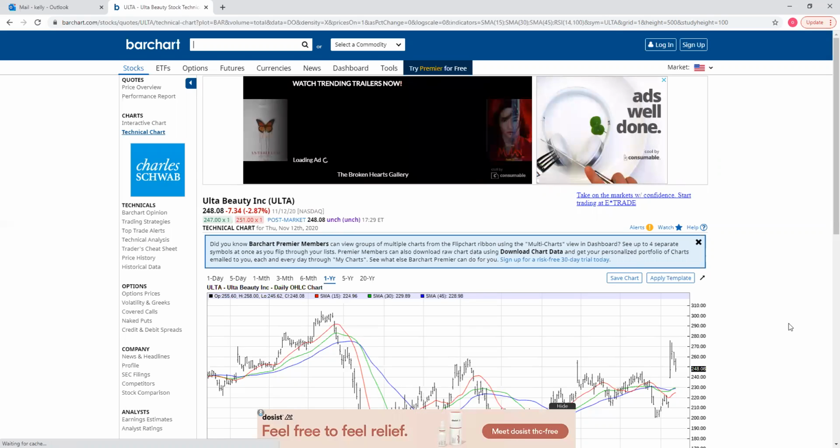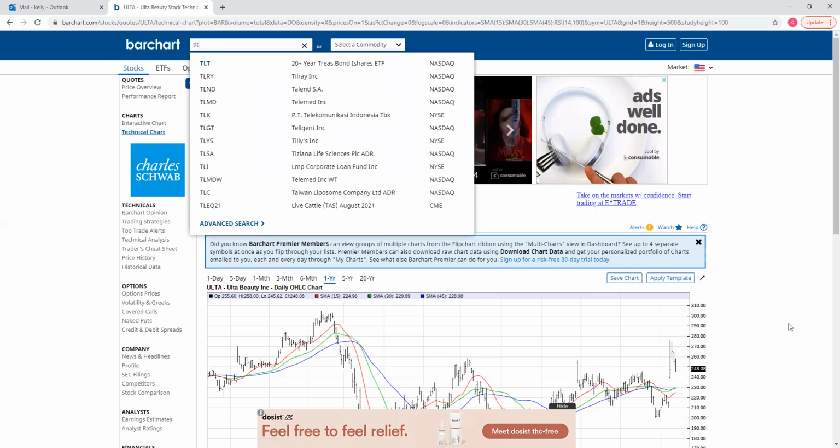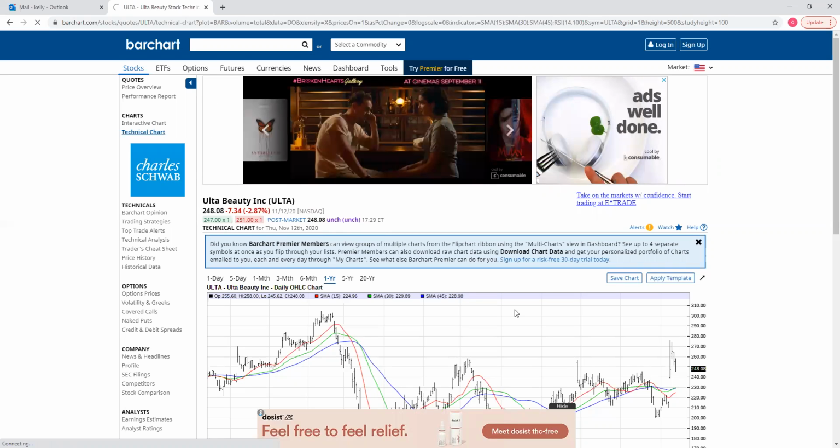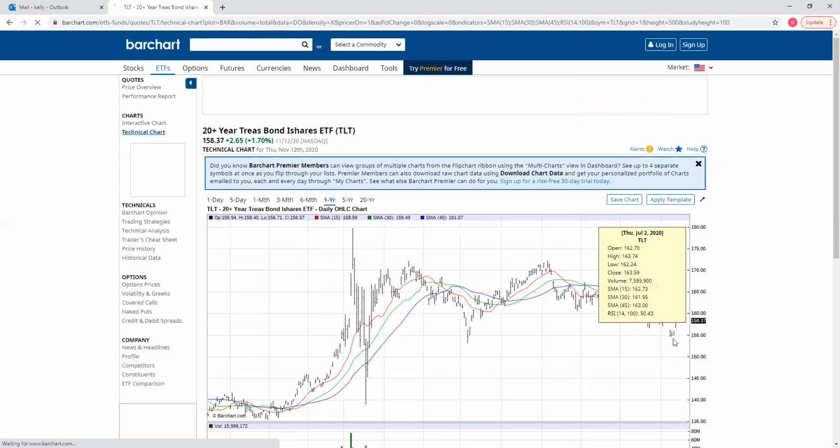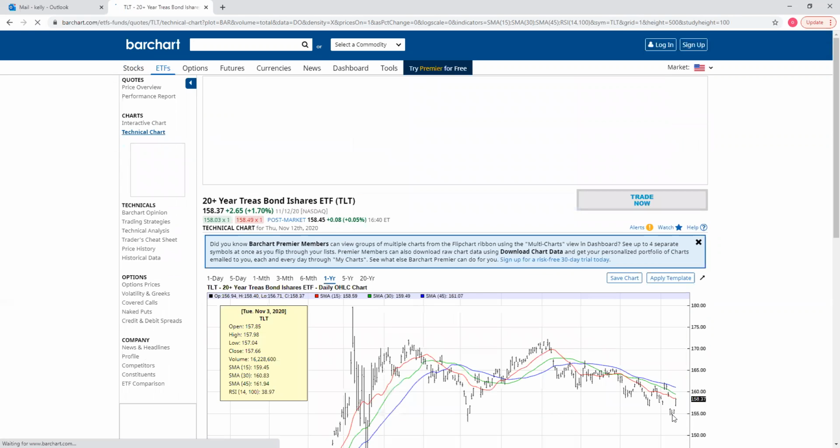Another one that we caught here, TLT. TLT had a lot of support, 154, 155. We said this could be a place to take a bite out of this thing. And today it had a pretty good day. Look at that. So again, you see this 155? That's very close to the area here of 154. Yeah, look at the low, 155 here.